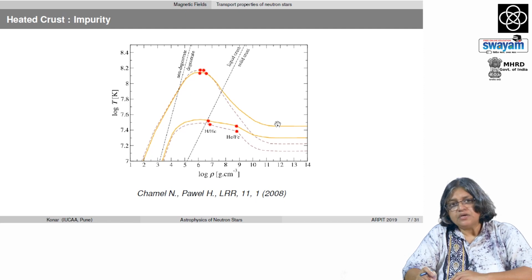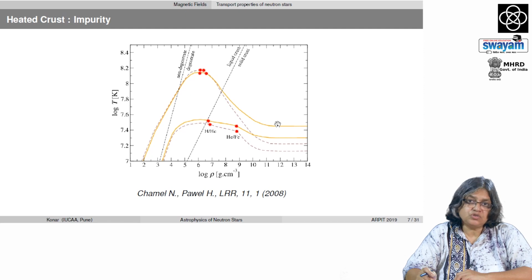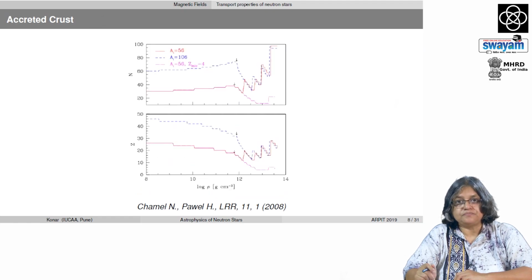Now, this kind of inverted temperature profile affects the magnetic field strongly and therefore changes the long time scale behavior of a neutron star.